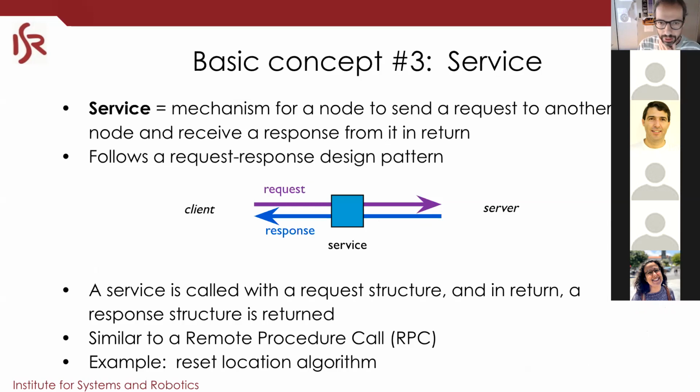The third concept is the service, which is also a communication mechanism, but it works in a different way. While with topics, messages flow from publishers to subscribers, a service is something that you call. It's like calling a function. A service is a mechanism where you send a request and you get an answer. So it has this design pattern of request and response.